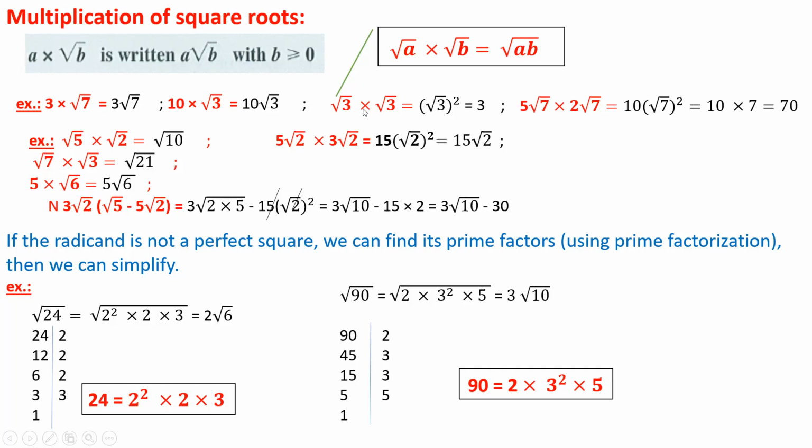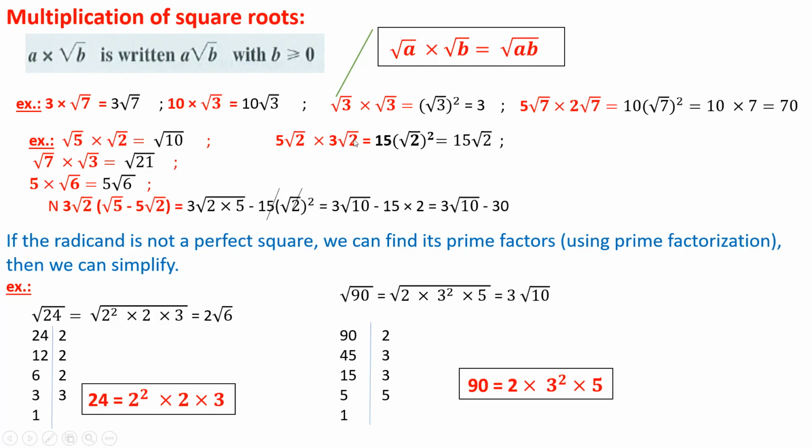Now, radical 3 times radical 3, it's radical A times radical A is radical A, all of it square. So radical 3, all of it square, the square cancels the radical, my answer is 3. 5 radical 7 times 2 radical 7, I multiply the coefficients. 5 times 2 is 10, radical 7 times radical 7 is radical 7 square. Now the square cancels the radical, so 10 times 7 is 70.